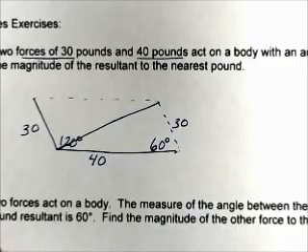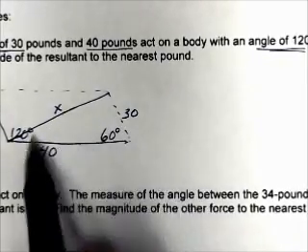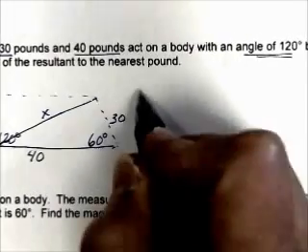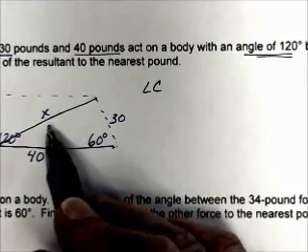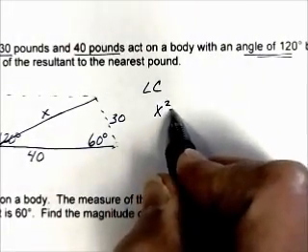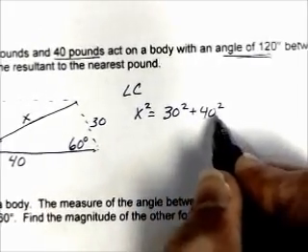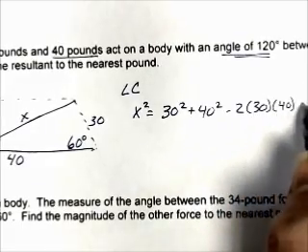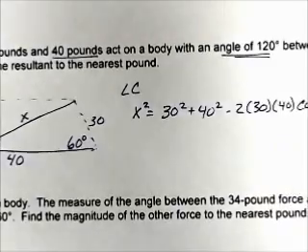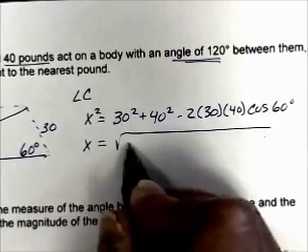We want to find the resultant. I'm going to label that x. What do we have here in our diagram? With our triangle, we have all three sides represented, so we're going to use law of cosines. So we start with the side opposite the angle, so x squared is equal to the sum of the squares of the other two sides minus twice the product of those two sides and the cosine of the included angle. So x is going to equal the square root of this whole thing.